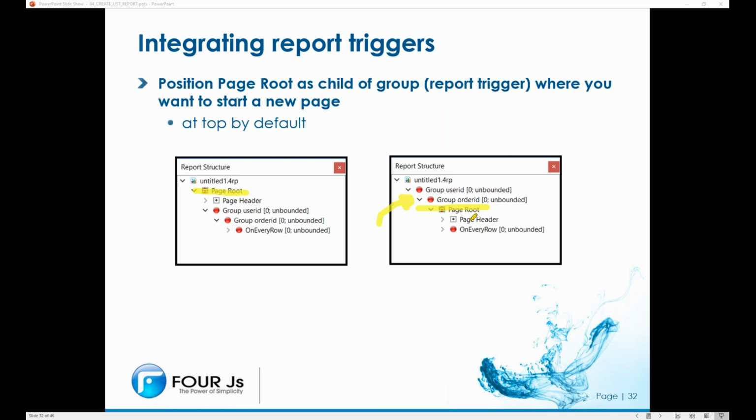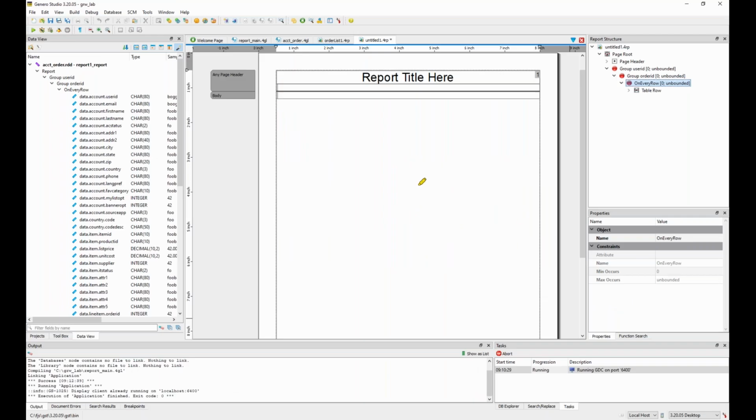So that means that for each change of order ID, I would redraw the page, put the header back in, and then go down and do whatever processing I had set up underneath the on every row trigger. So let's just take a look at that.